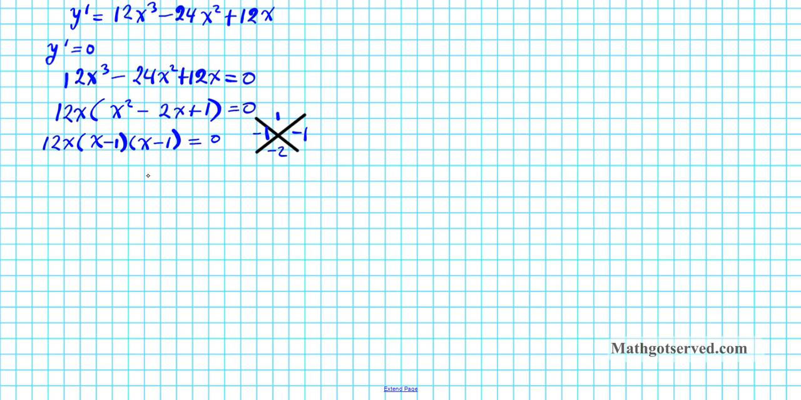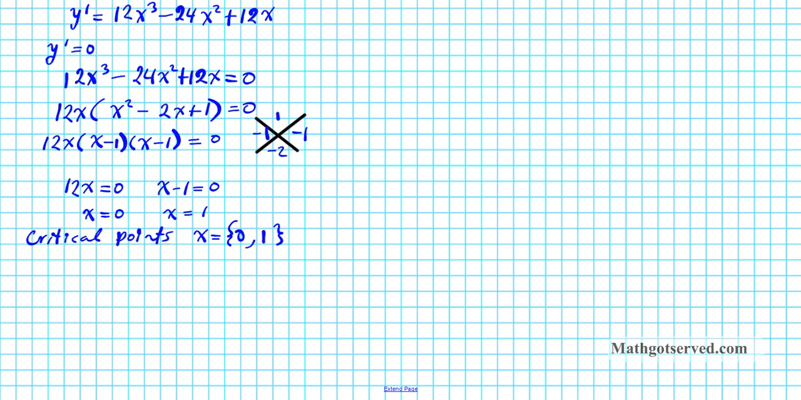Okay, so to find our critical points, we will just set the factors to 0. 12x equals 0, or x minus 1 equals 0. We have a double root here, so I can just solve one of them. So we have x equals 0 and x equals positive 1. So our critical points are x equals 0 and positive 1.